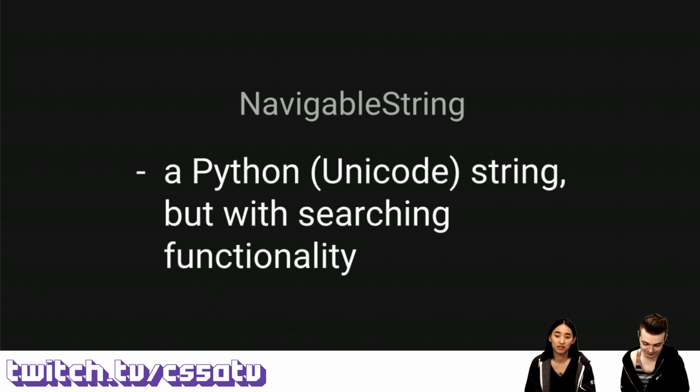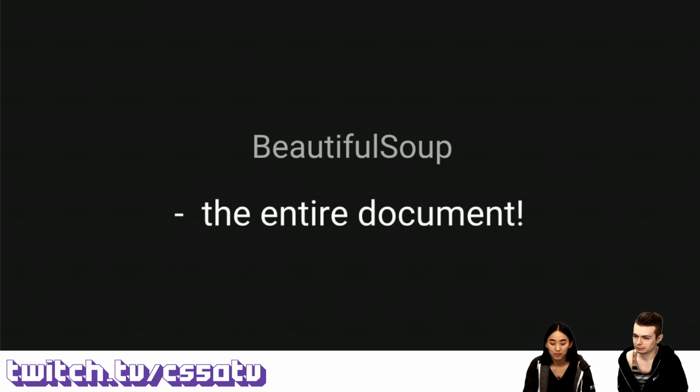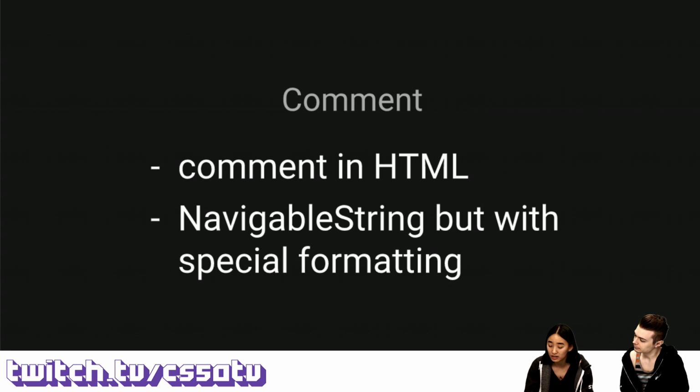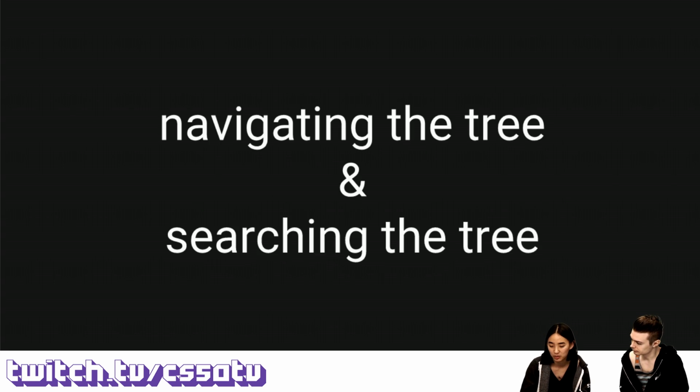So a little more about the navigable string. It's basically a normal Python string, except it's got some added searching functionality. BeautifulSoup is the entire document, as I mentioned earlier, and a comment is just a normal comment. So not too much there.